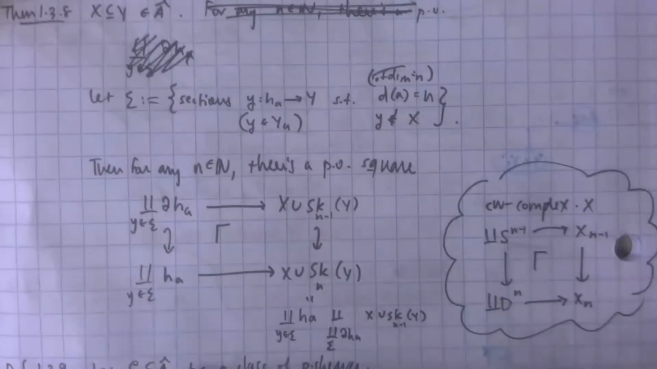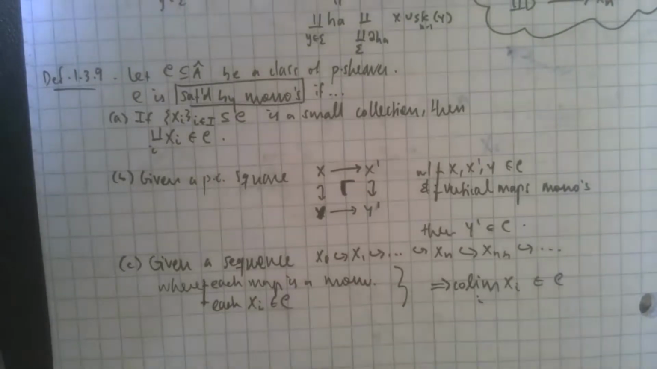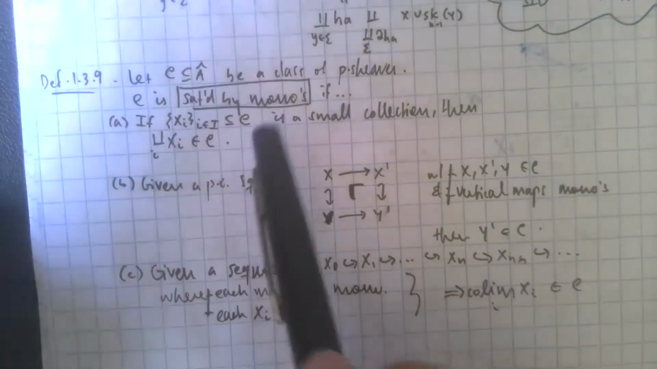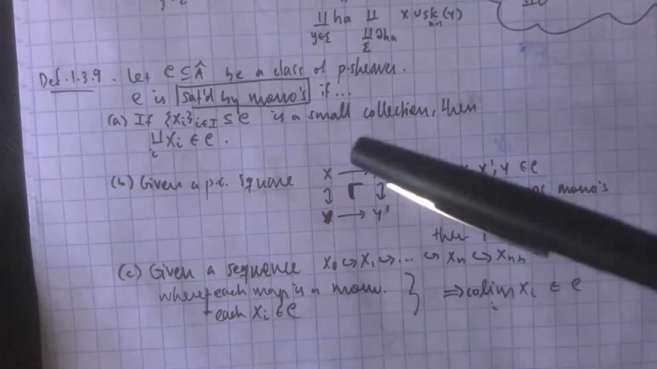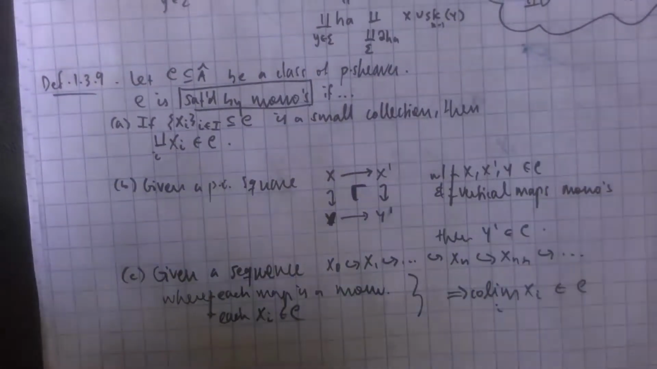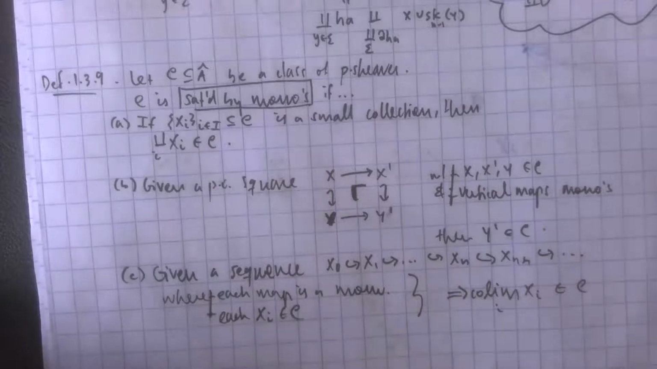Okay, and then he talks about, this is kind of technical, the class of presheaves being saturated by monomorphisms. I won't go too far into this because it doesn't show up immediately, but check the book, he wrote all this down. It is 1.3.9.